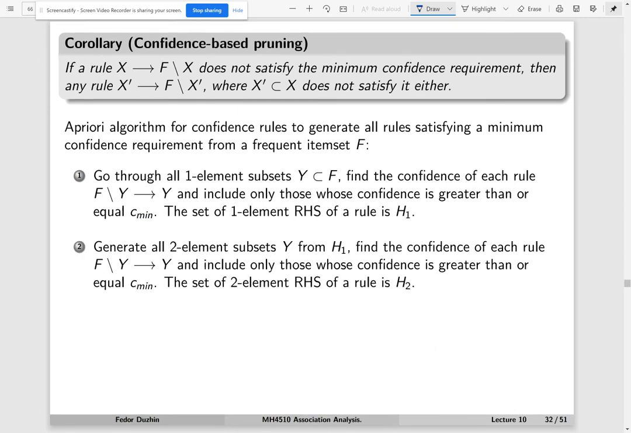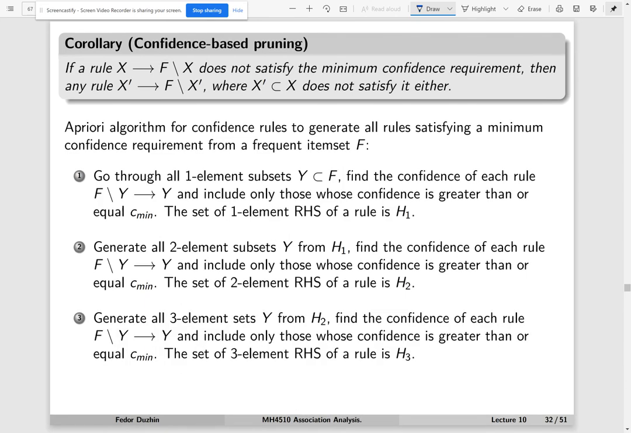Then we generate all two-element subsets from H1, put them on the right-hand side of our rule, compute the confidence, and basically do the same for 3 and so on and so forth. So it goes exactly in the same way as the a priori algorithm for frequent item sets, only now with confidence rules, we're going to use confidence instead of support as a threshold. And we're going to put these items on the right-hand side of our rule and the rest of the items in F on the left-hand side of our rule.